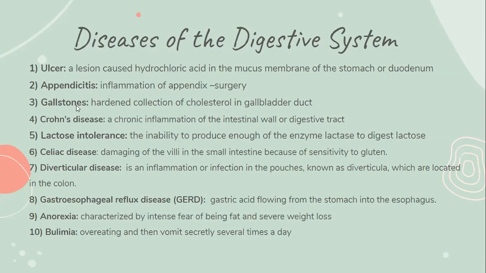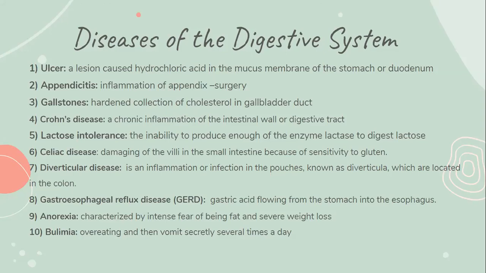Then we got gallstones, which is basically a hardened collection of cholesterol in your gallbladder duct. So whenever you have too much cholesterol or too much fat over a really long period of time, that cholesterol might not be able to be digested, and it goes into the duct of your gallbladder, like a tube in your gallbladder, and it just hardens, and it's kind of like a stone. It's really painful. And if it's small enough, sometimes you can just take some medicine and it can pass through, but sometimes it requires surgery because it just won't budge.